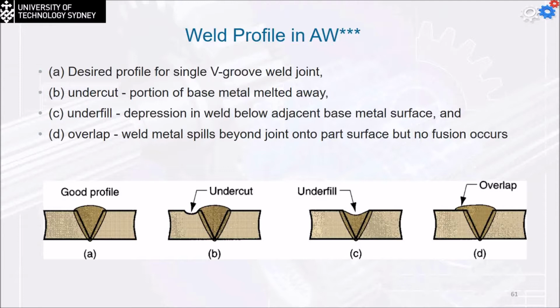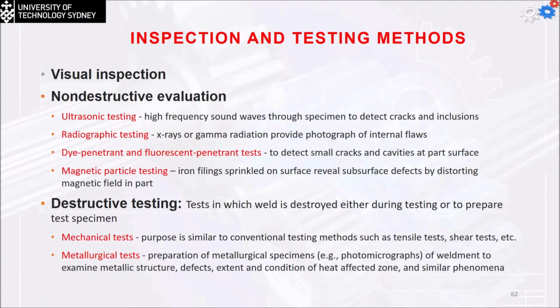Simply, we can inspect it using either ultrasonic testing or X-ray, or we can use dye penetrant and fluorescent penetrant tests, or we can use magnetic particle testing. Or in the other case, we have to break it, either by using a mechanical test or a metallurgical test, by simply breaking it and checking the defects on the surface.